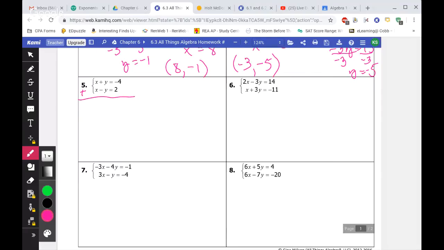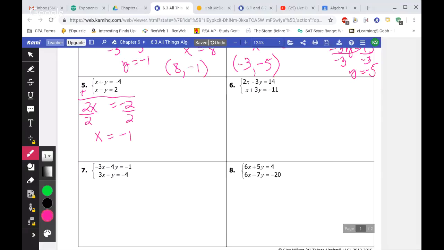Because they're opposite, you've got a positive on the y in the first equation and a negative or a minus sign on the y in the second equation. So x plus x is going to be 2x. And then a positive y with a negative y gets me 0. So I've eliminated it. And now I have a -4 combined with a +2, which is going to give me a -2. Divide both sides by 2. And I have x equals -1.